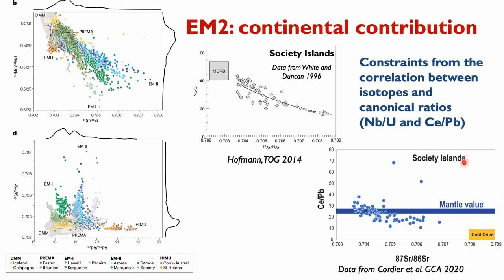This is the same islands. This is several years later and another canonical ratio, but we see exactly the same thing. When the strontium goes up, the cerium-lead ratio goes down towards crustal value. So this is a clear evidence of the involvement of some material of crustal origin.